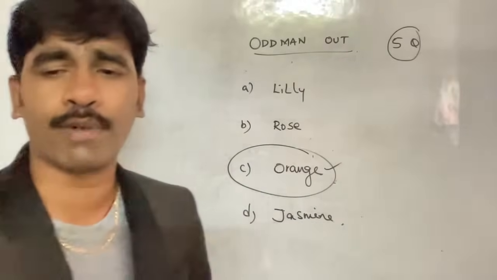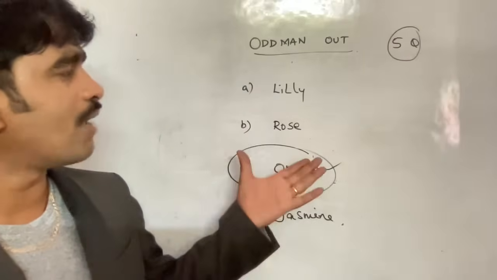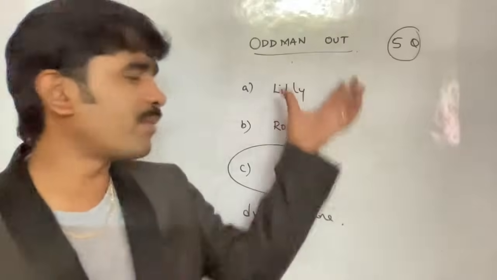Nice, very good responses from the students. So what we can understand is, odd man out is nothing but we just need to pick the element which is different from the given ones.